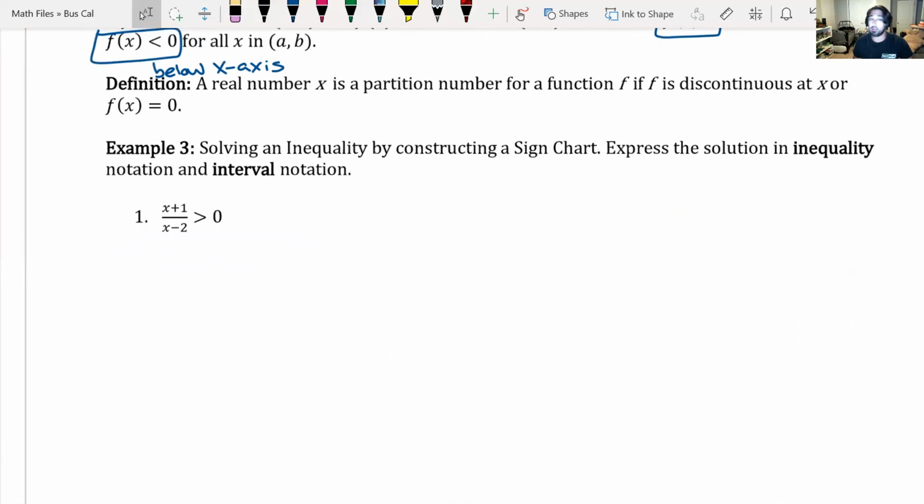Express the solution in inequality notation and interval notation. Okay, awesome. So we are given x plus 1 over x minus 2 greater than 0. So our job is to find x values that will make this function be greater than 0.